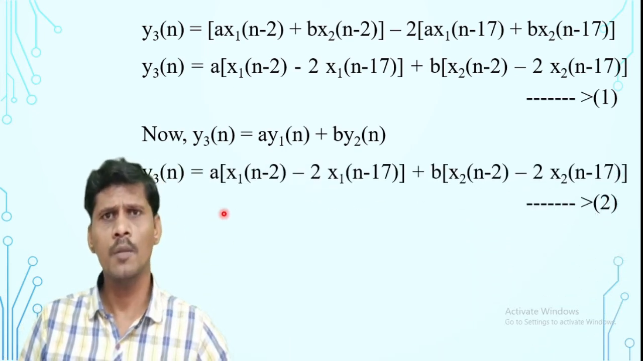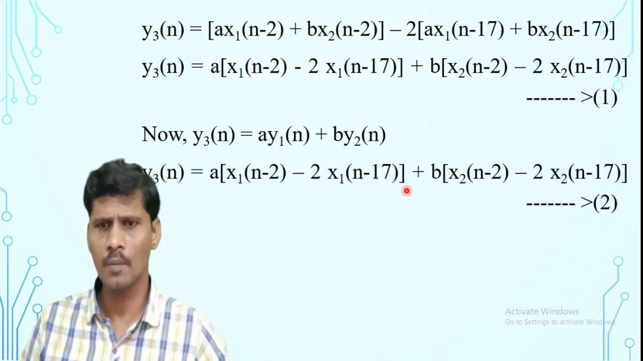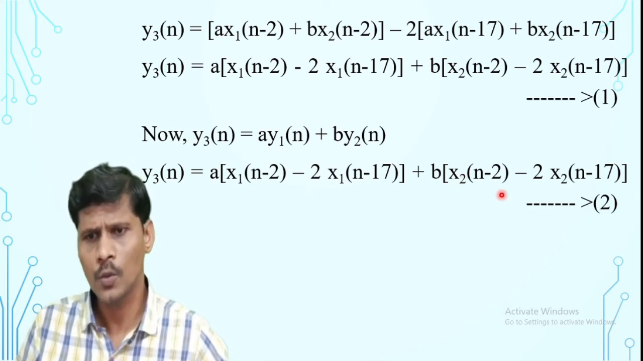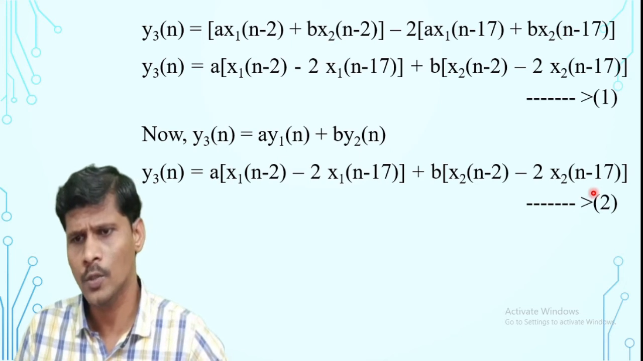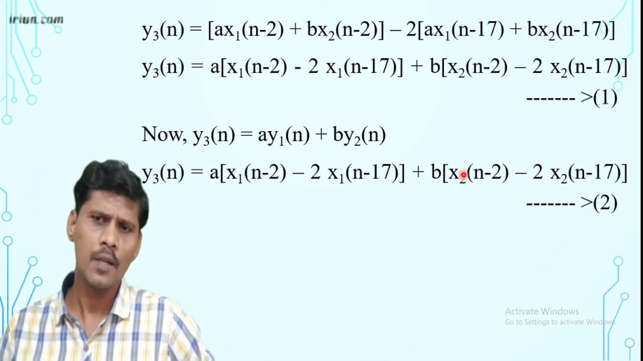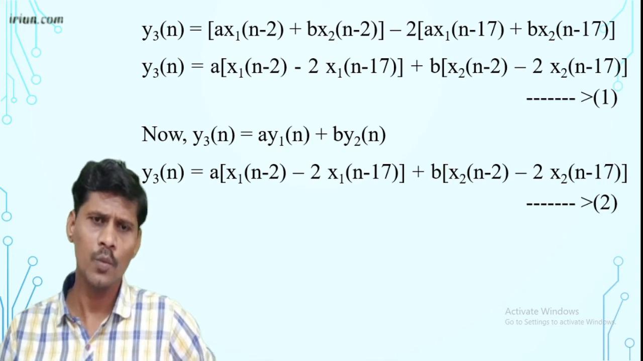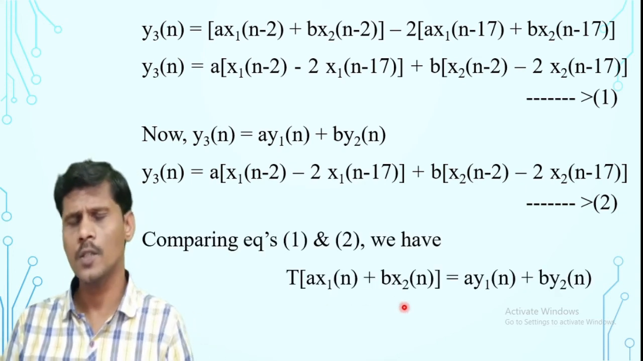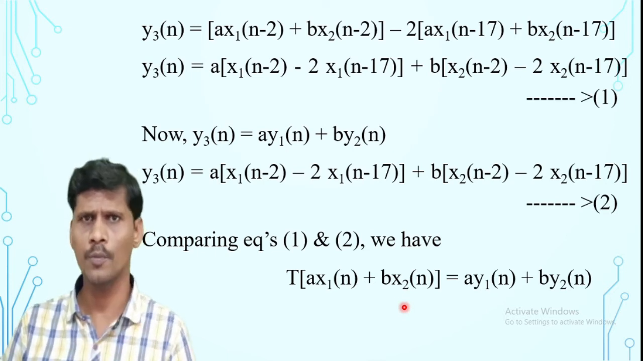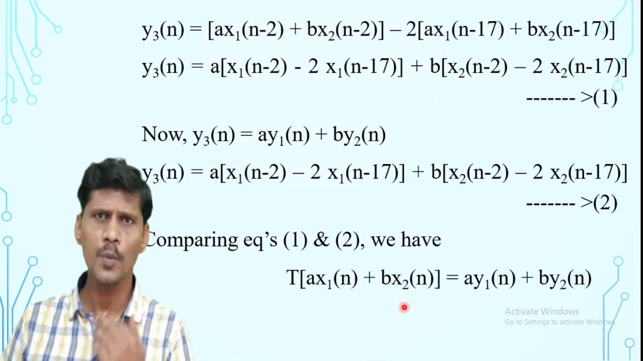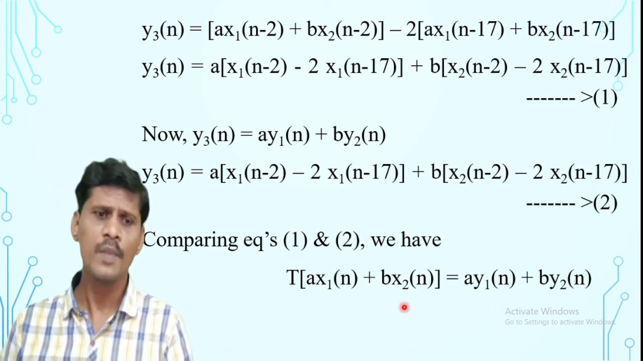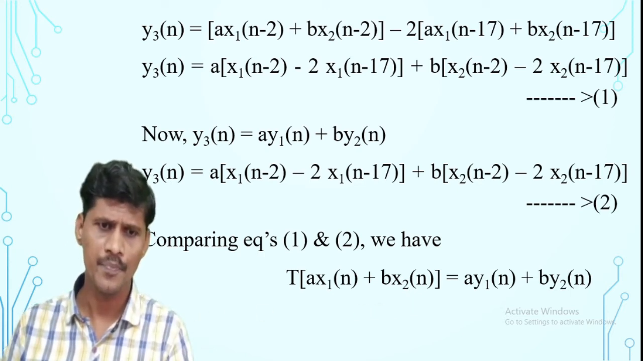a x1 of n minus 2 x1 of n minus 17 plus b into y2 of n, b x2 of n minus 2 x2 of n minus 17. That is considered as equation 2. Comparing equations 1 and 2, we get the transformation of a x1 of n plus b x2 of n is equal to a y1 of n plus b y2 of n. The principle of superposition is satisfied. Hence, the given system is a linear system.